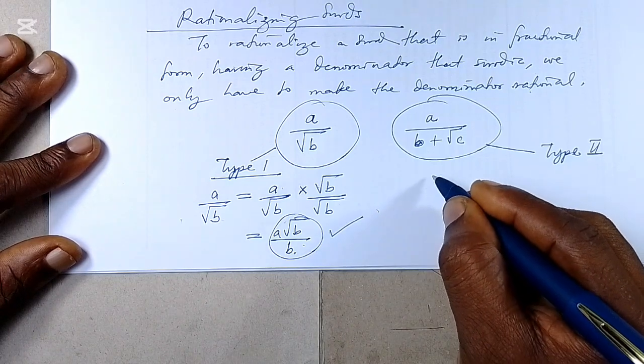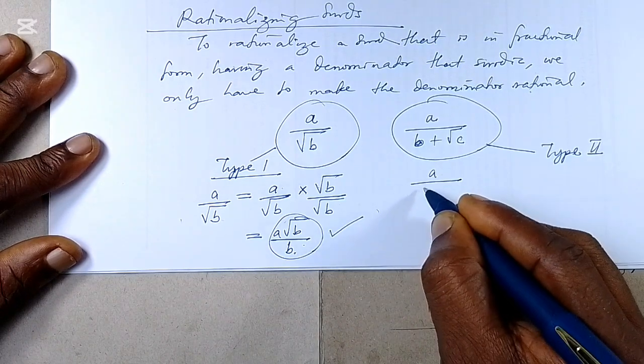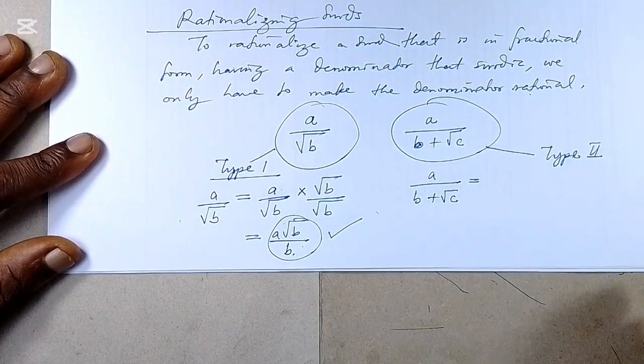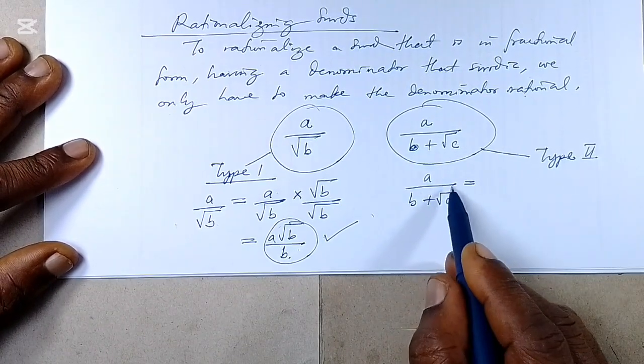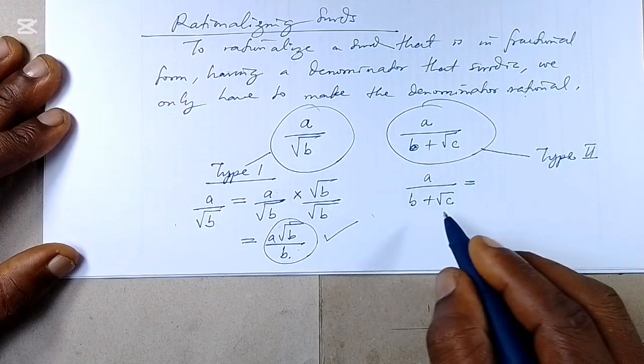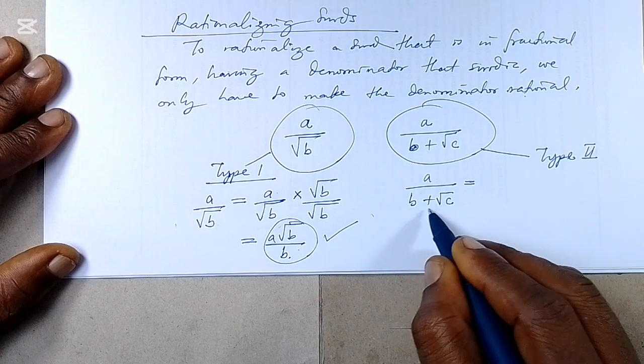Let's go to type 2. So what if you have a case like this: a over b root c. The rule changes slightly. All you have to do in this case is to multiply the numerator and denominator of this particular expression by the conjugate of the surdic denominator.